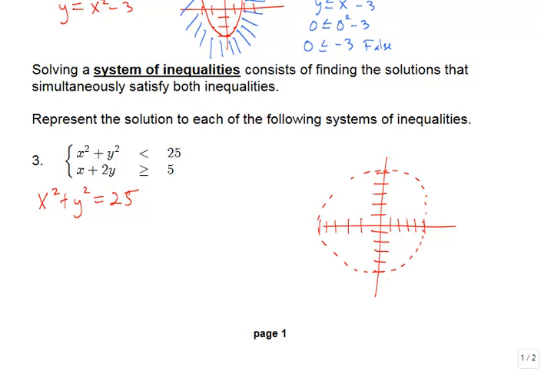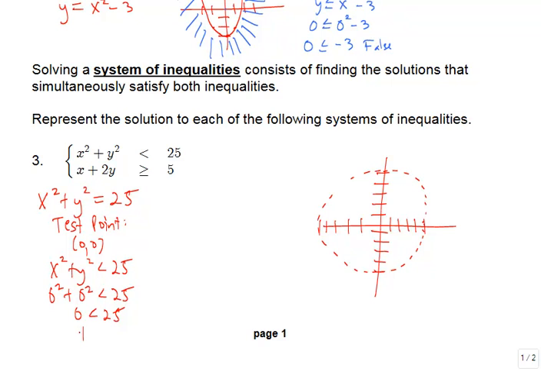Okay, now before we move on to the second one, let's go ahead and do our test point. So our test point would be, again, the origin would work for us since it's not on the circle, and I'm going to plug it into the original inequality. 0 squared plus 0 squared, is that less than 25? And yes, that's true. So I'm going to use a lighter color here temporarily, but so far that's what our graph would look like, the inside part of that circle.